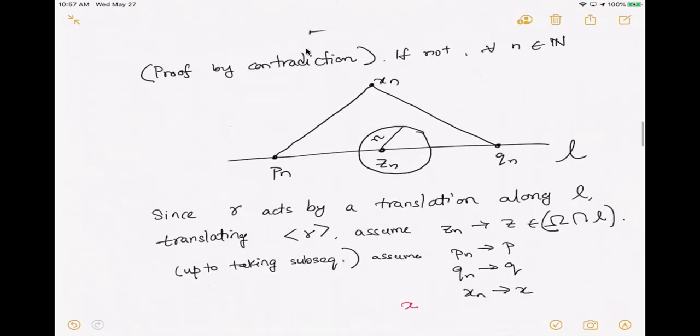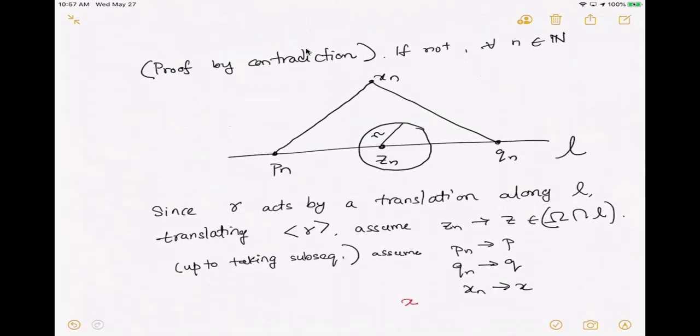Since gamma acts by a translation along L, we can translate Zn using different powers of gamma and assume that Zn converges to a point Z in the interior of omega intersection L. Translating the entire picture by the same powers of gamma and passing to a subsequence, we can assume that Pn converges to P, Qn converges to Q, and Xn converges to X. Since all these sequences were in the projective space, we can pass to a subsequence and take limits.